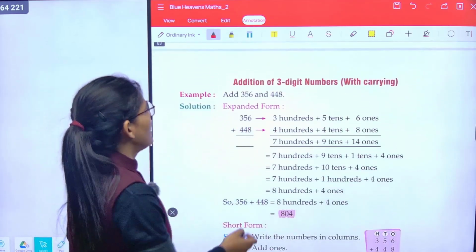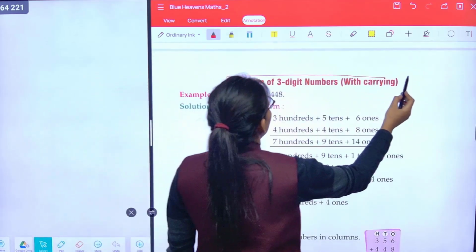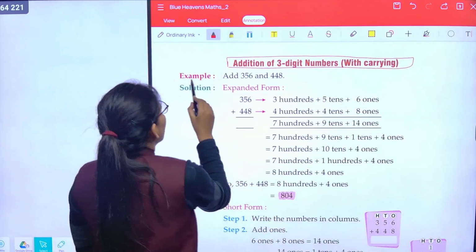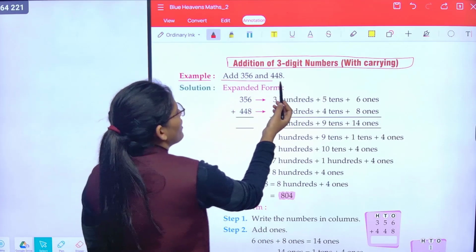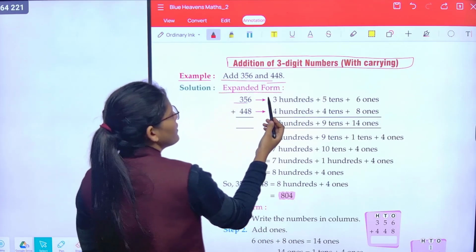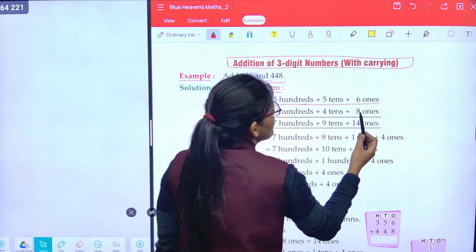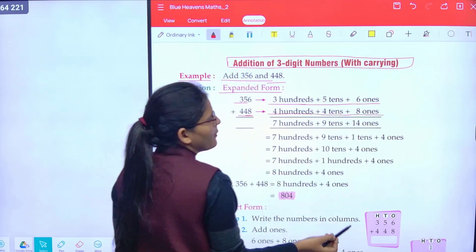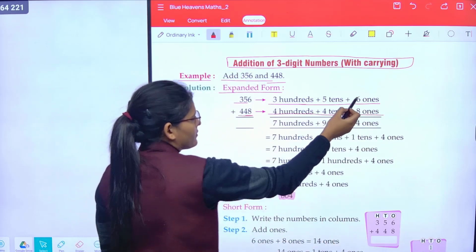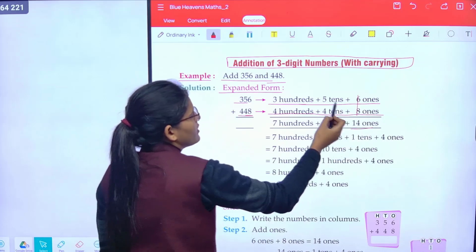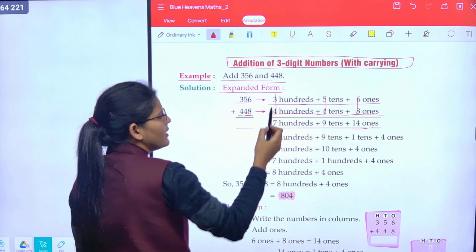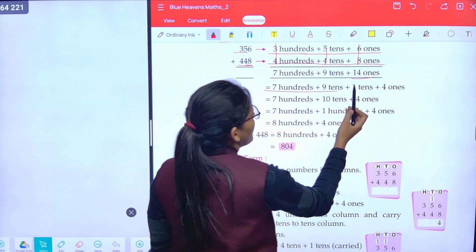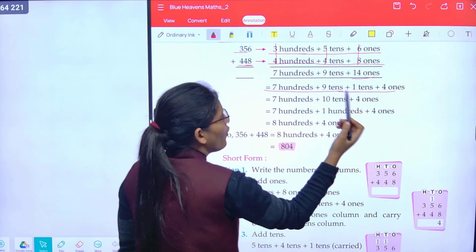Okay. Now class, come to addition of 3-digit numbers with carry. With carry class. Now example, add 356 and 448. Expanded form: 356, 300s 5 tens plus 6 ones. Similarly 448, 400s 4 tens plus 8 ones. Now 8 plus 6, 14 ones. 5 plus 4, 9 tens. 3 plus 4, 700s. Now class, 700s plus 9 tens plus 1 tens plus 4 ones.